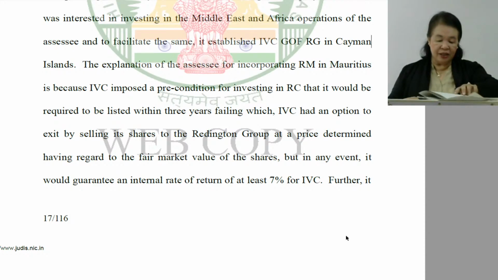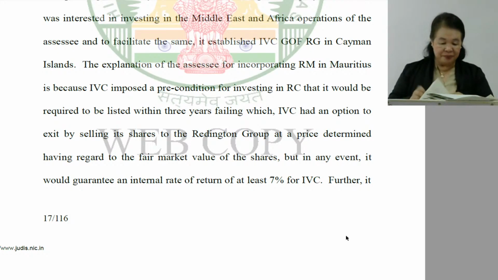Further, it is submitted that the Redington Group was saddled with a liability to reacquire the shares of RC from IVC if the shares of RC are not listed on a stock exchange within 3 years. So, within themselves, may mga transactions na nangyari, no? Pero ano talaga ang nagiging issue dito at saka ano yung nagiging verdict or decision ng court.